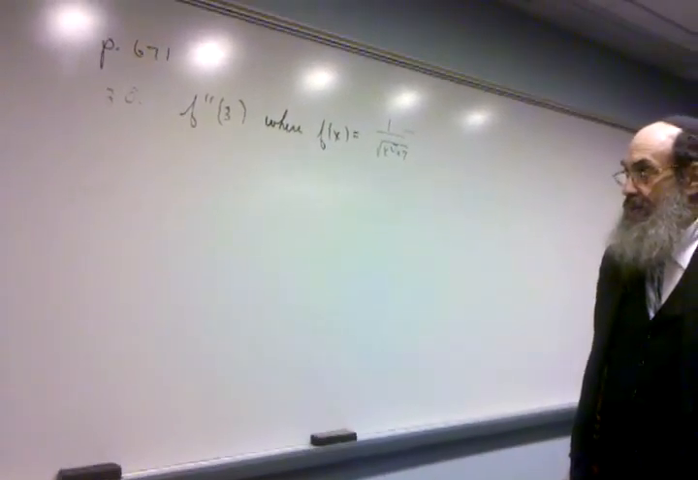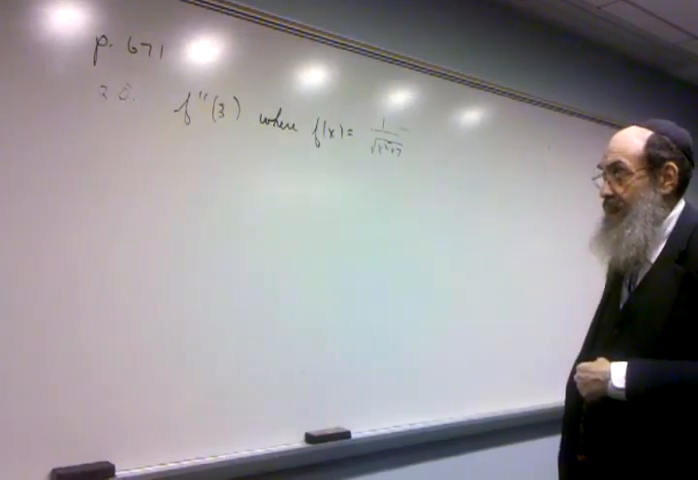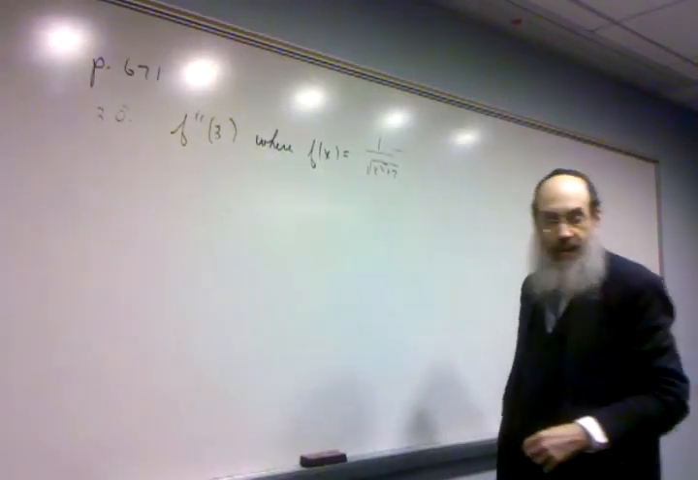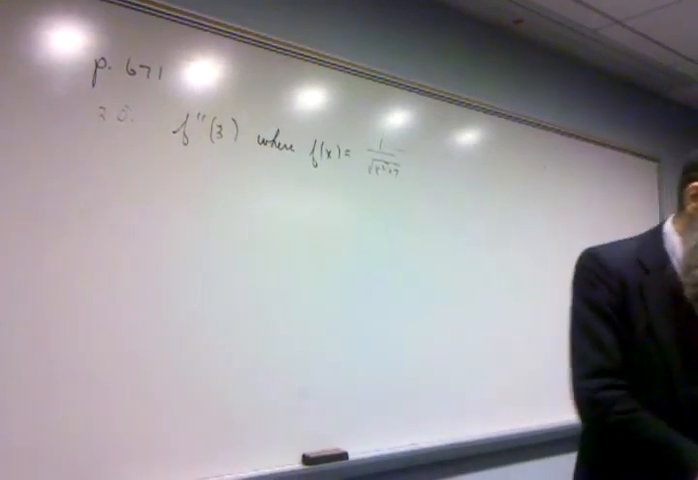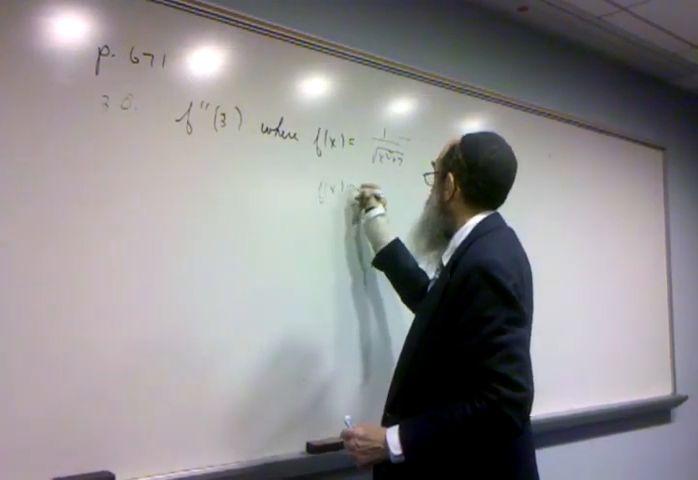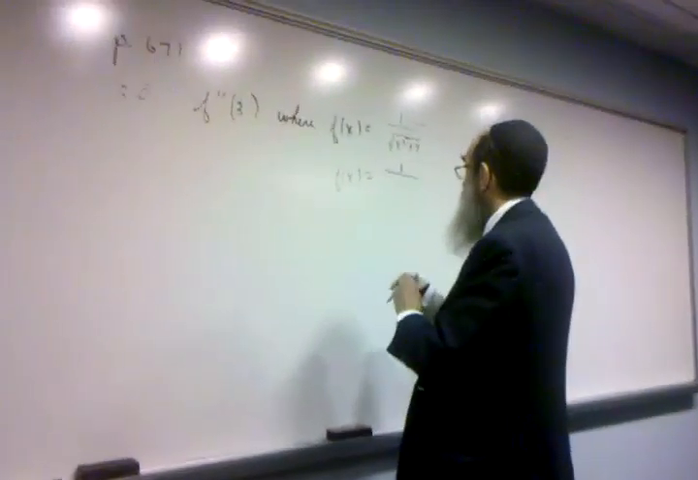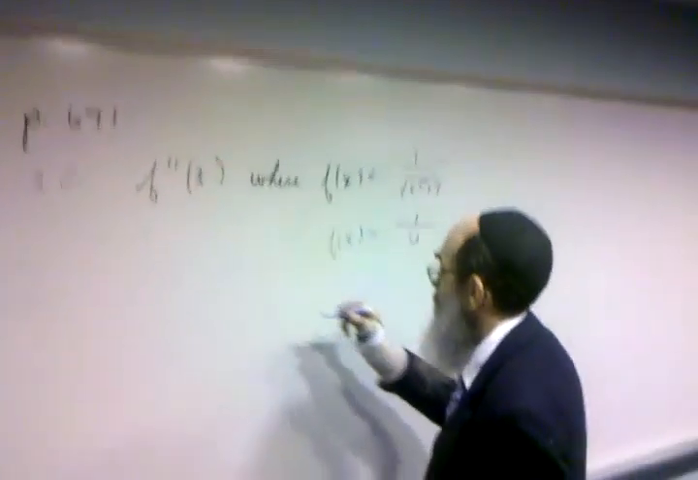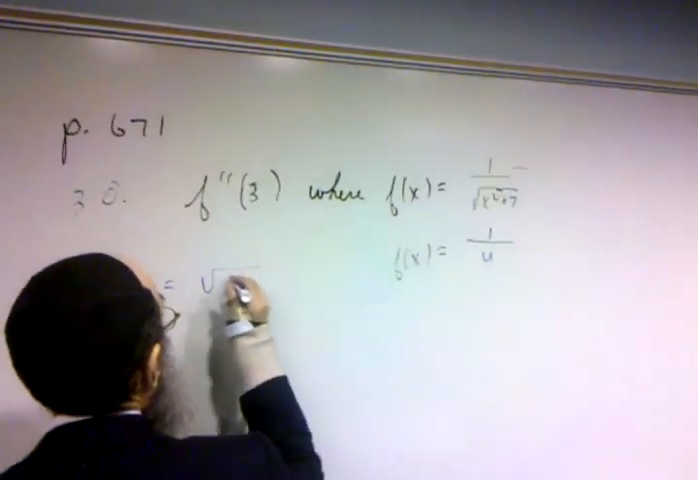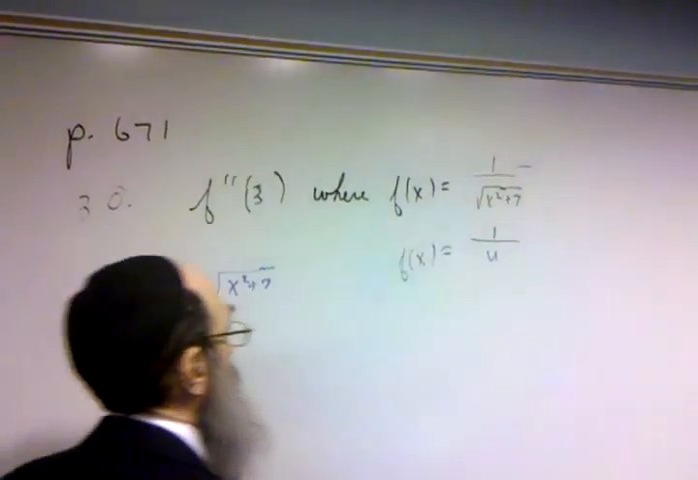Now starting in problem 30, we want to find f double prime of 3, where f of x equals 1 over the square root of x squared plus 7. I'm going to write this as f of x equals 1 over u, where we have to note u equals the square root of x squared plus 7. That's what u is.